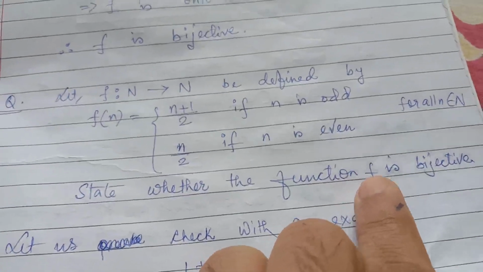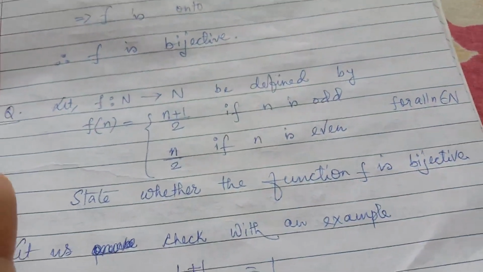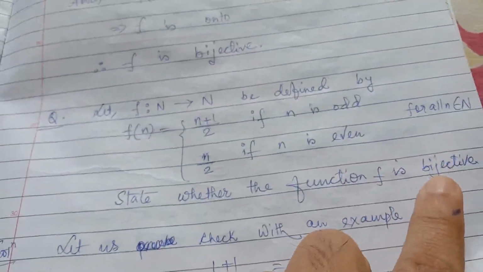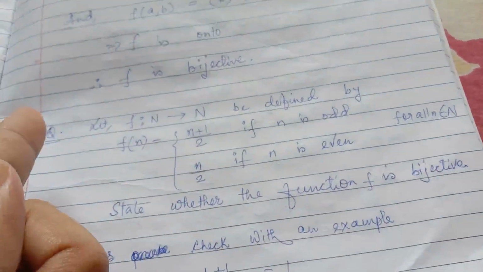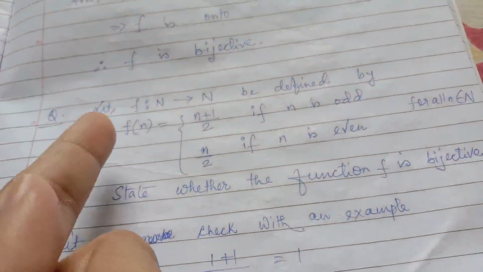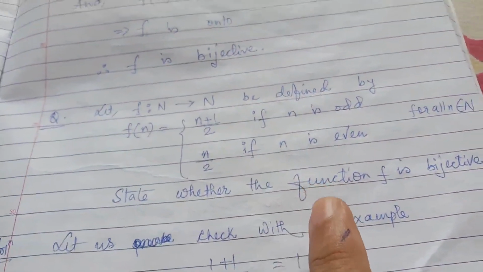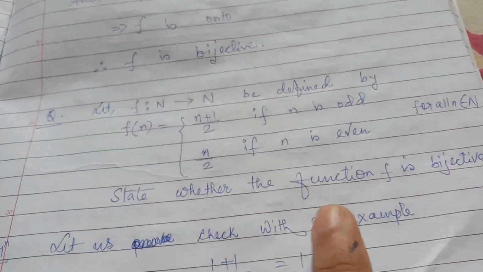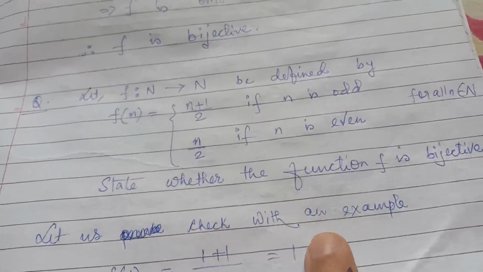Bijective means you have to check whether the given function is 1-1 and onto. Now bijective means the function is both 1-1 and onto. If the function is not 1-1, we can immediately say the function is not bijective. If the function is not onto, then also you can say the function is not bijective. So let us check one by one. To check whether the given function is 1-1, I have taken an example.